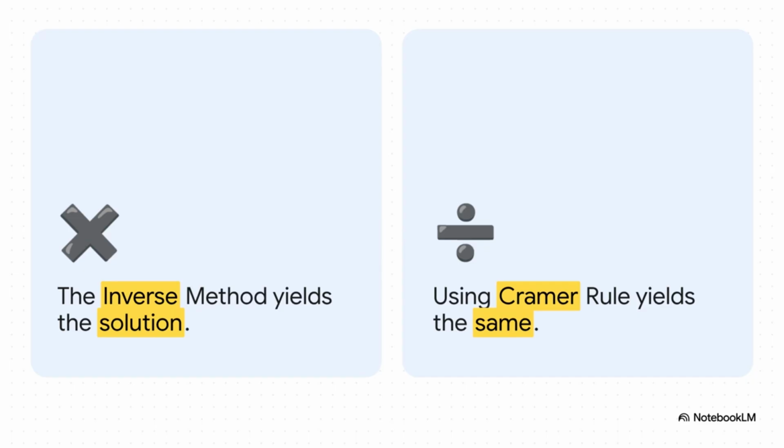On the left is the inverse method, where we use our coefficient matrix to find the answers. And on the right is Cramer's rule, which skips the inverse entirely and uses a ratio of determinants to find exactly the same answer. It perfectly proves our math. Either way, x is perfectly 2 and y is 1.